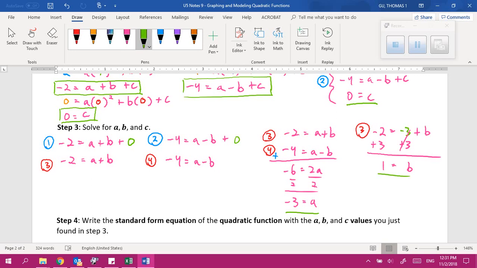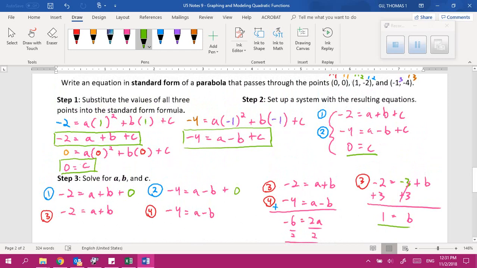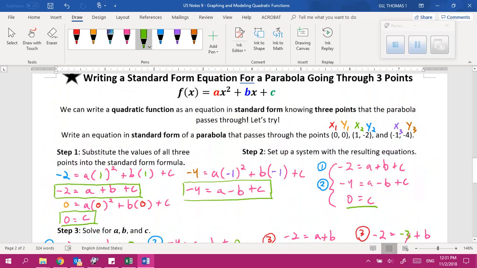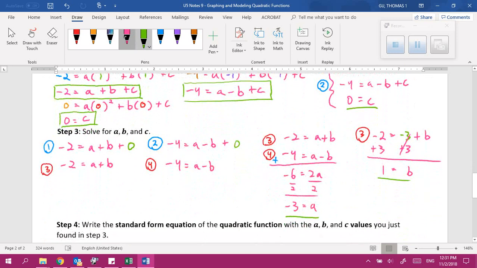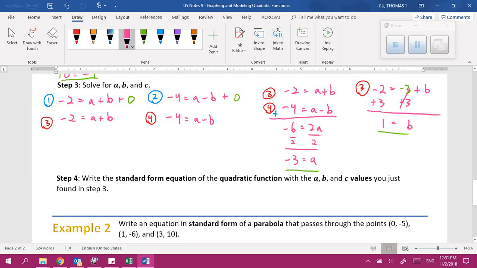And so now you can see we have solved for a, we have solved for b, we have solved for c, right? And so now we're going to take that a, b, and c value and plug it into our standard form equation. So what is my final answer going to be then? Negative 3 squared. Start from f of x. F of x equals?